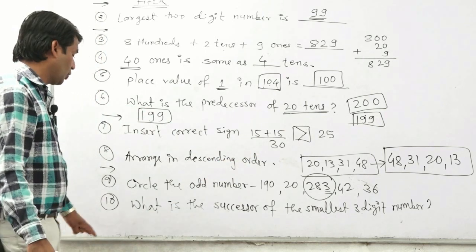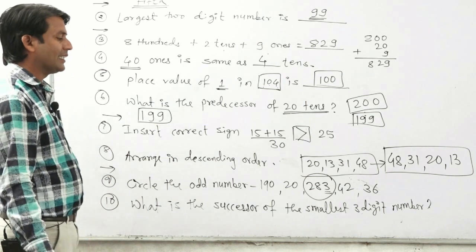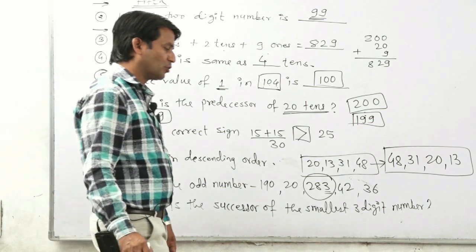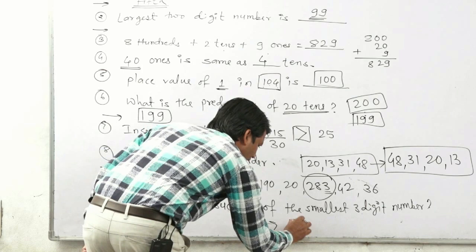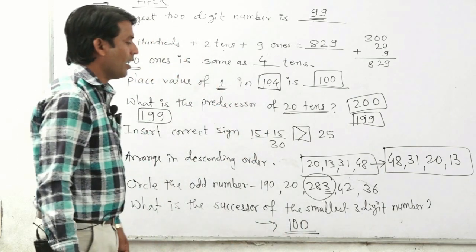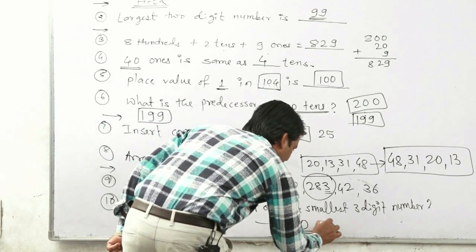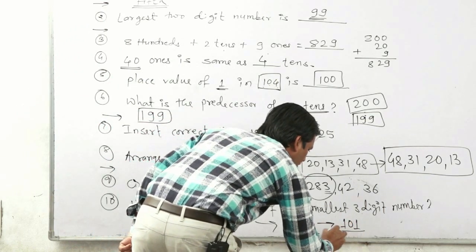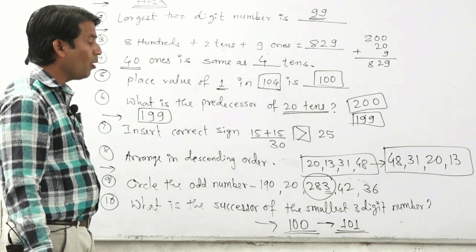Okay. And the last question there is, what is the successor of the smallest 3-digit number? We can find out which is the smallest 3-digit number. As we know, 100 is the smallest 3-digit number. And what is the successor of 100? The successor of 100 is 101. Means the number after it. Okay, 101 is the successor of 100.